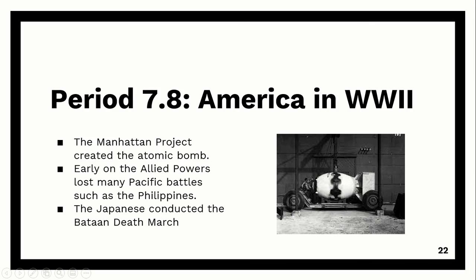During this time, the Manhattan Project was secretly creating the atomic bomb. Early on, the Allied powers lost many Pacific battles, such as battles in the Philippines, which made it seem like the Allies may lose World War II. The Japanese army also conducted the Bataan Death March.